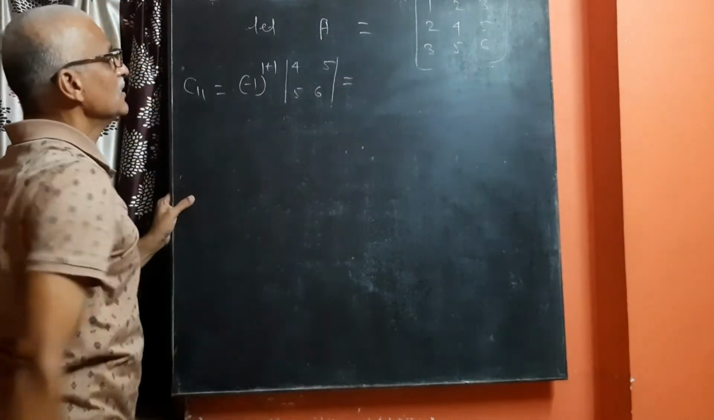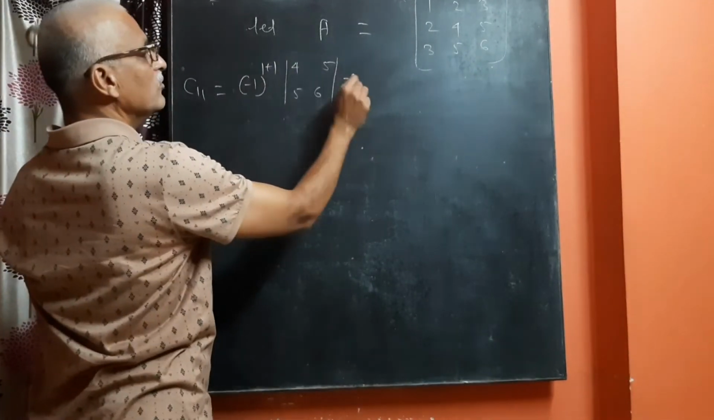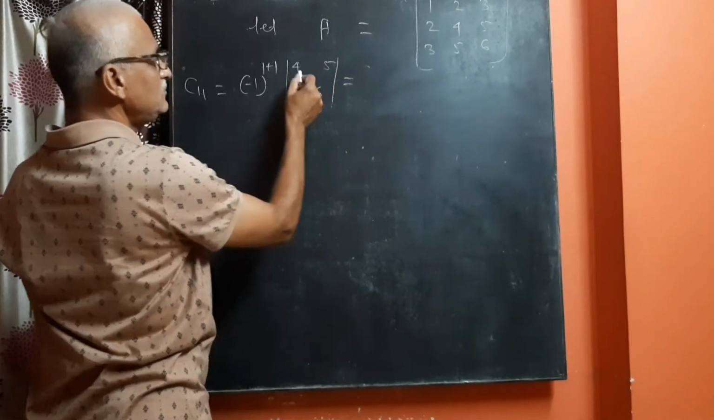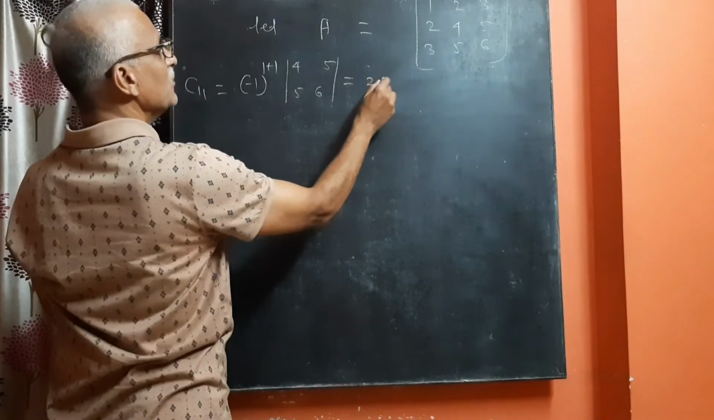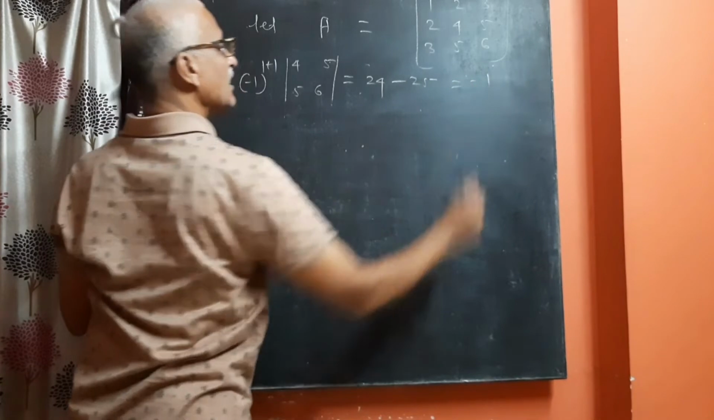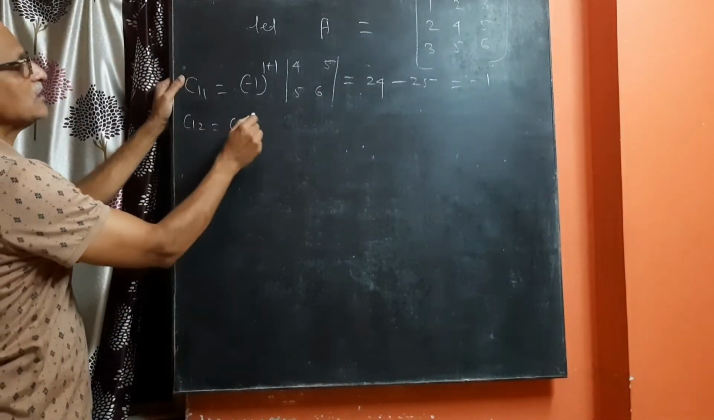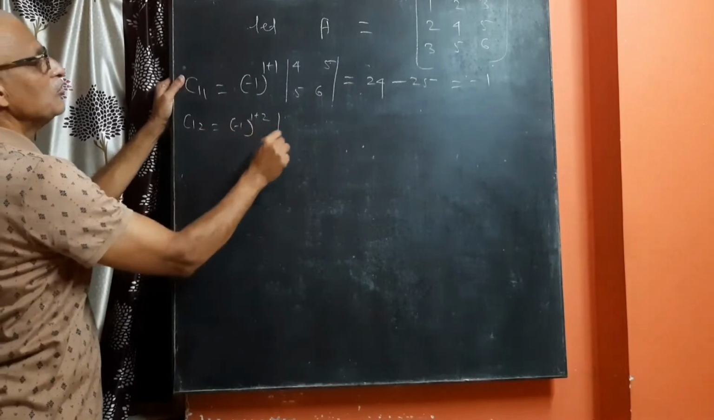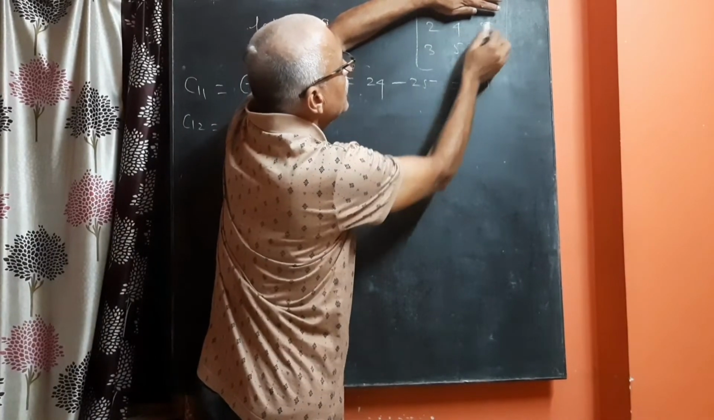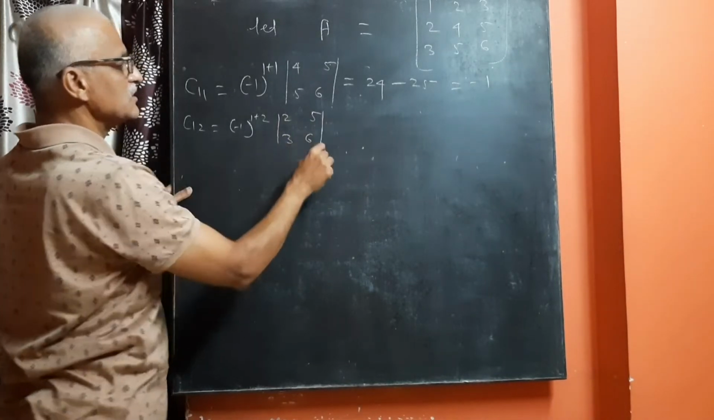Let us simplify it. Minus 1 raised to 1 plus 1 is positive. So this is 4 into 6, 24, minus 5 into 5, 25, which equals minus 1. Then C12 is equal to minus 1 raised to 1 plus 2 into the determinant of the remaining, leaving out this row and this column: 2, 5 and 3, 6.